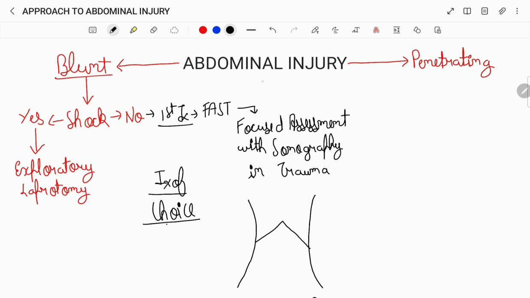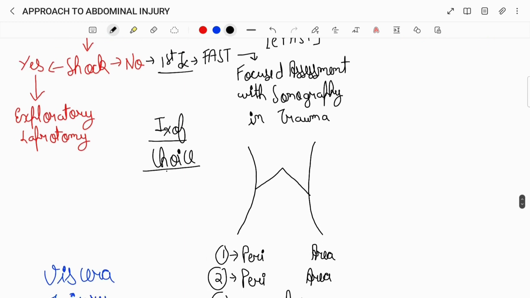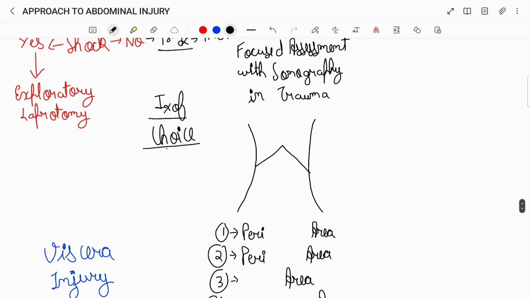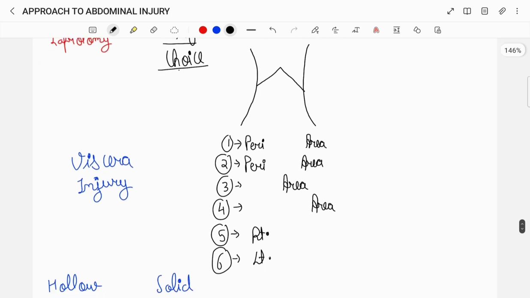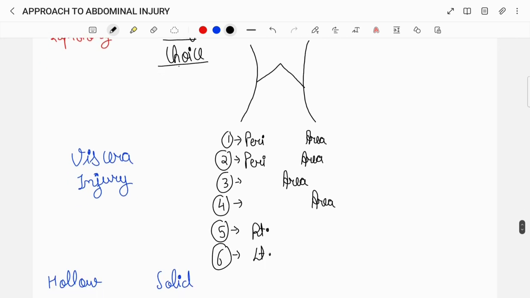Nowadays, what we do is actually EFAST, which stands for Extended Focused Assessment with Sonography in Trauma. Now, before proceeding, I will be talking about FAST in brief. In FAST, we put the sonography probe at 4 places, and whenever we do EFAST, we put it in 6 places. So the first space is the perihepatic area, which is also known as the Morrison's pouch.